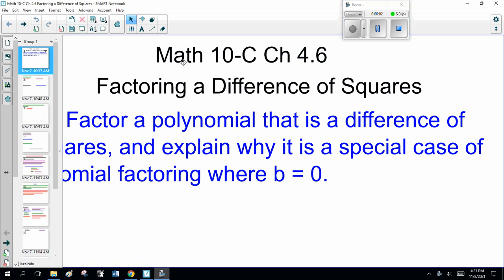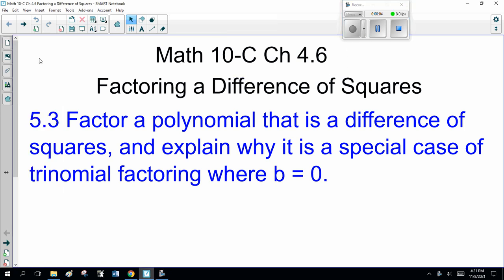Hello, ladies and gentlemen. Welcome to Math 10C, Chapter 4, Section 6, Factoring a Difference of Squares. Now here we're going to factor a polynomial that is a difference of squares and explain why it's a special case of trinomial factoring where b is 0.